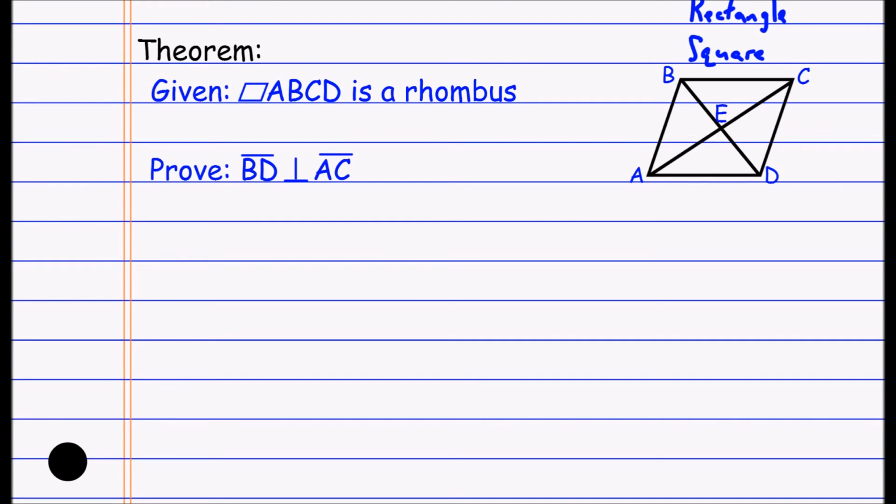In this one, we want to prove that basically that the diagonals of the rhombus are perpendicular to one another. So I'm given that I have a parallelogram ABCD that is a rhombus, and I want to prove that BD and AC are perpendicular, so the diagonals are perpendicular. Okay, so I'm going to throw out some statements and some reasons here.